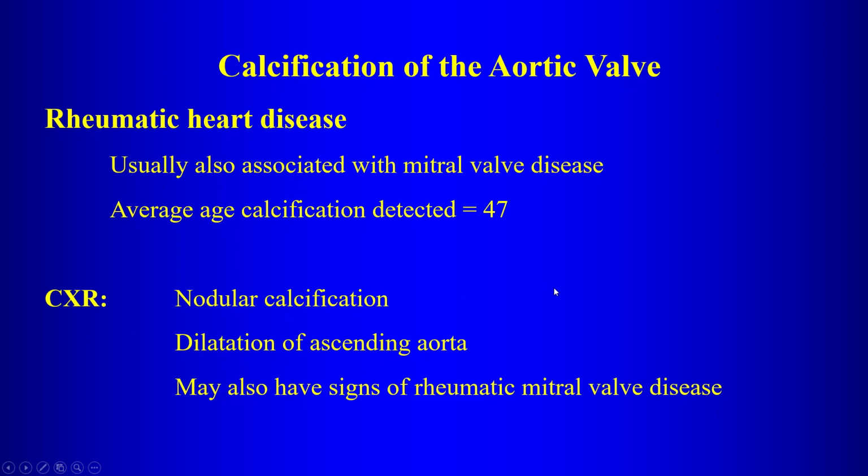So calcification of the aortic valve can also occur with rheumatic heart disease, although when the aortic valve is involved with rheumatic heart disease, the mitral valve is usually also involved. There, the average age of calcification of the aortic valve is about 47, and the calcifications may be nodular. Again, we might see dilatation of the ascending aorta, but there may also be signs of rheumatic mitral valve disease, because most of these patients, by the time they get involvement of the aortic valve, usually also have mitral valve disease.